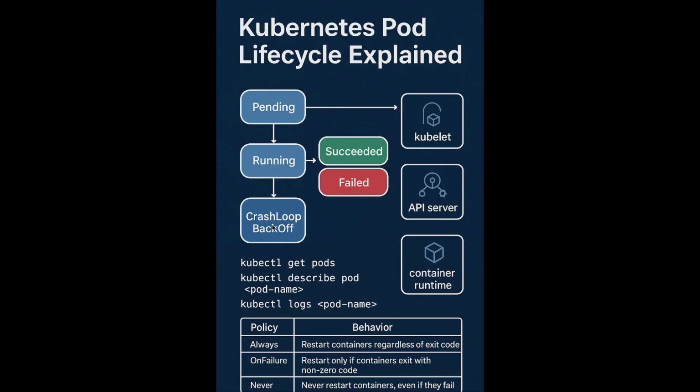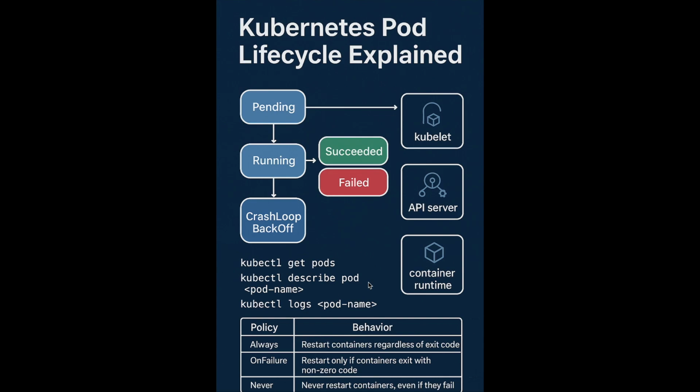The kubelet on each node is responsible for pulling the container images from the registry, creating the container through the container runtime, monitoring the health and status, and reporting pod status back to the API server. This feedback loop ensures that the control plane always knows each pod's state. We have discussed this in the previous video also. Some common commands for monitoring the lifecycle are kubectl get pods, kubectl describe pod, kubectl logs, and all those things.